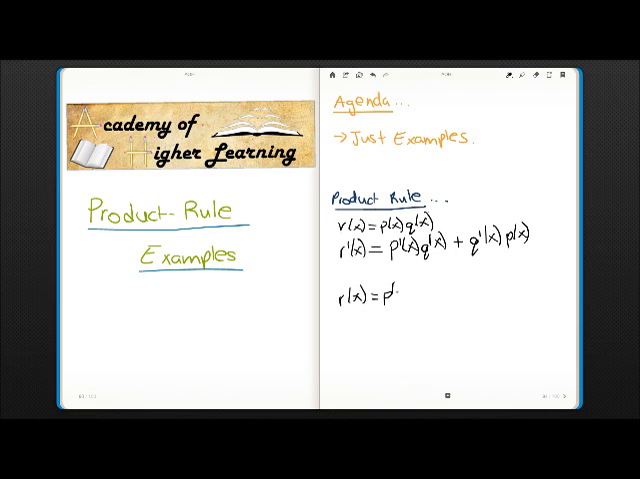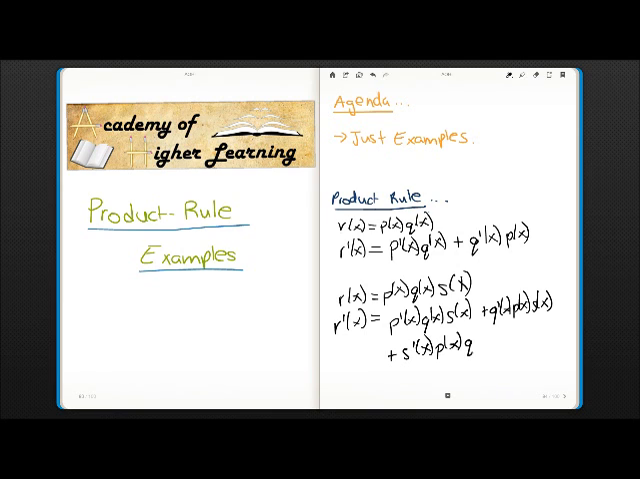So p of x, q of x, and s of x. Basically, r prime of x would be the same thing again, but taking the derivative of one function at a time. So it'll be p prime of x times the other two functions, q of x, s of x, plus q prime of x times p of x and s of x, plus lastly s prime of x, the last function, times p of x, q of x.